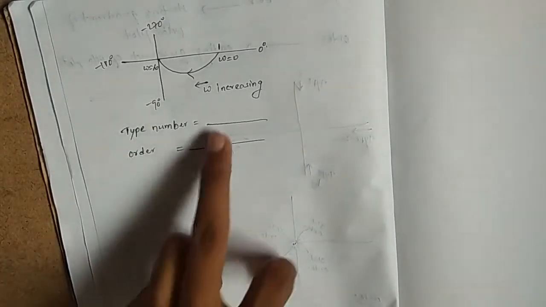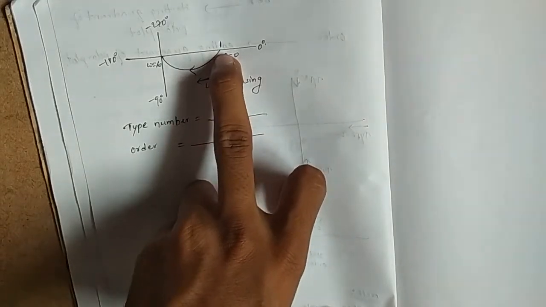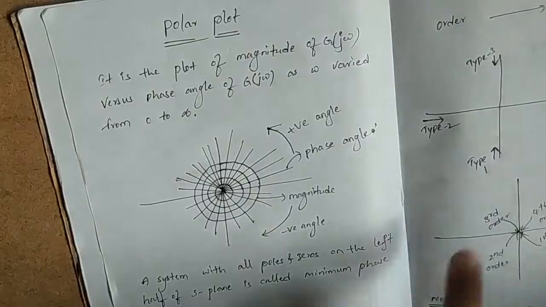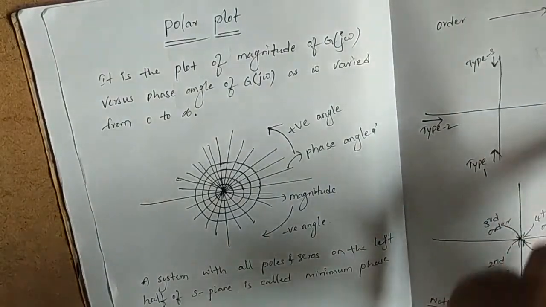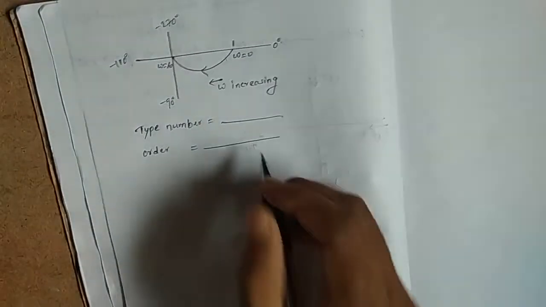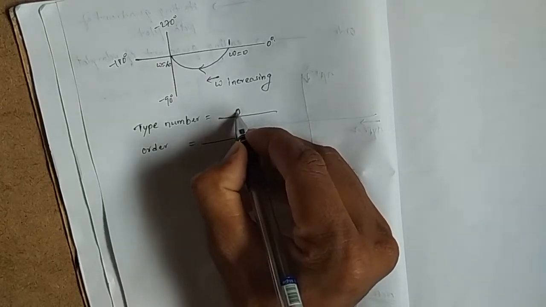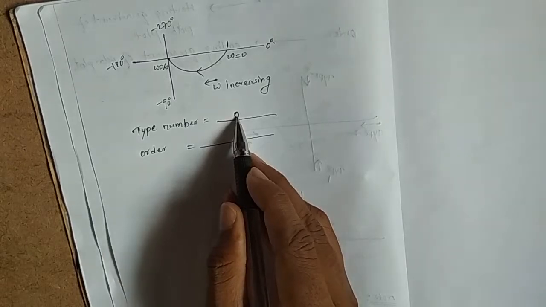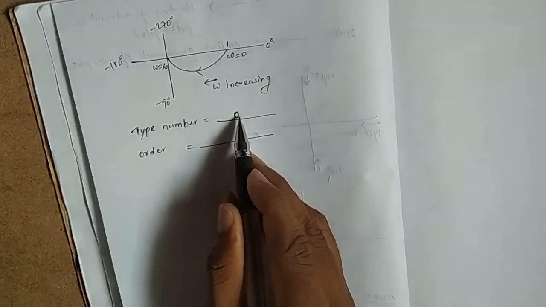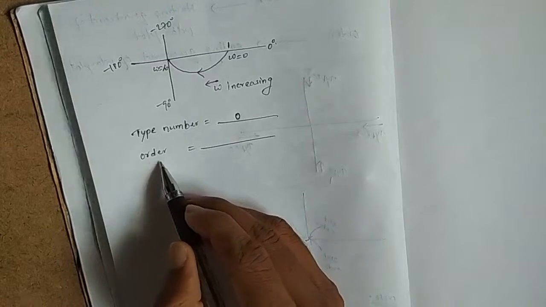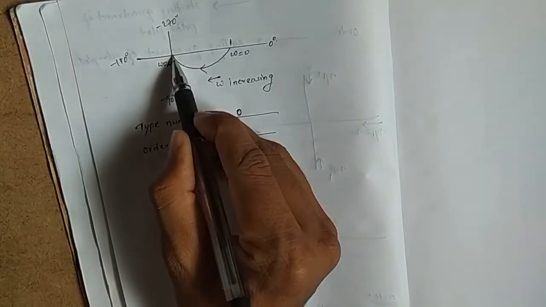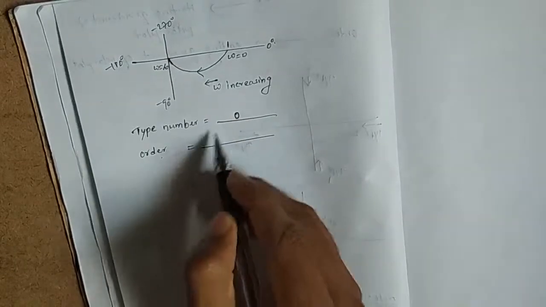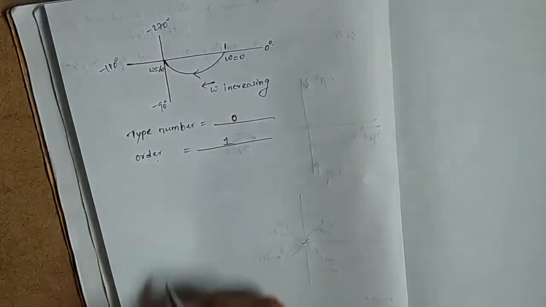Just look at the figure: the polar plot starts from here. This is the starting point, so it is a type 0 system. Type number 0 means no pole exists at the origin. And then order: it ends in the 4th quadrant, here, so the order number is 1.